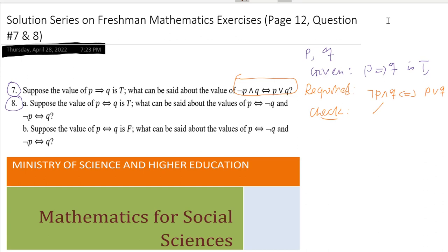What can be said about the truth value? This is the question. Because it is a proposition, it will be either true or false. We are going to determine whether it is false or true. P implies Q is true. This given information will help us to determine the truth value of the negation of P and Q by implies P or Q. How do we do that?